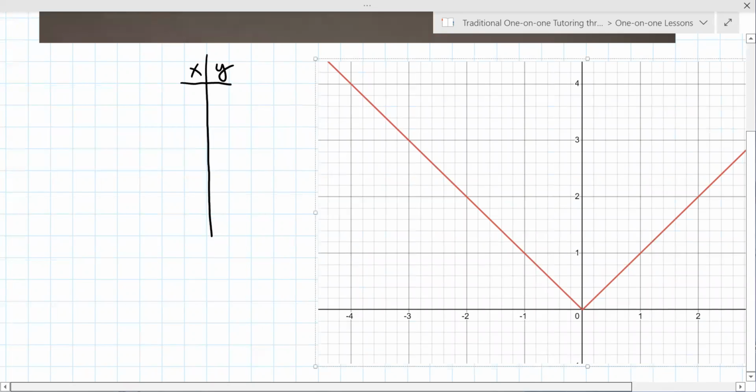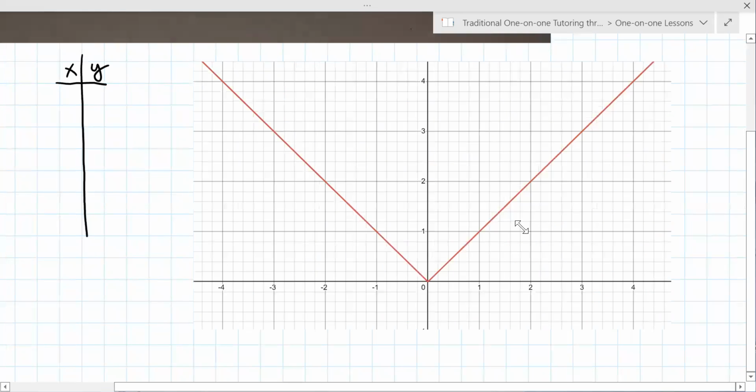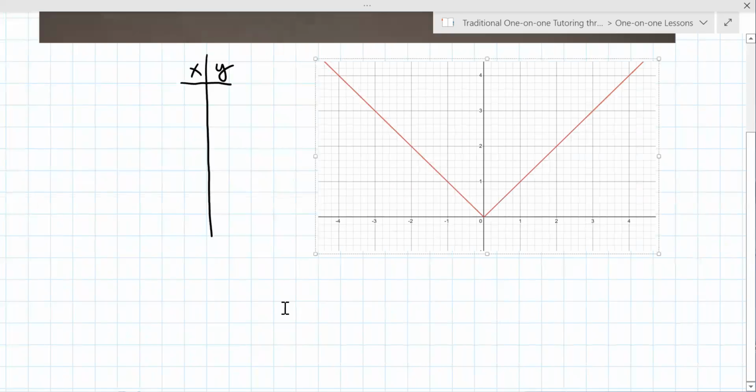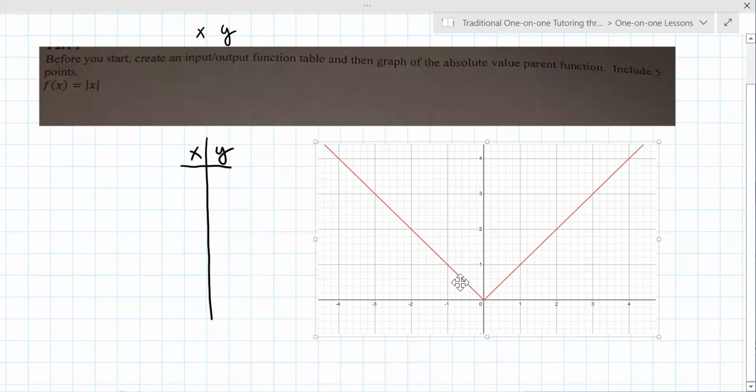All right. Okay. So if you're seeing my screen clearly, when X is 0, that's this point right there at the origin. What's the Y value right there? 0 and 0. 0. Okay.